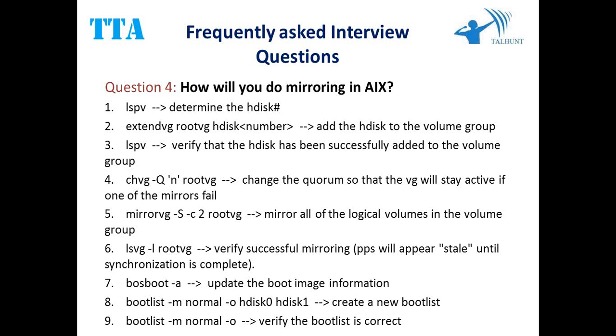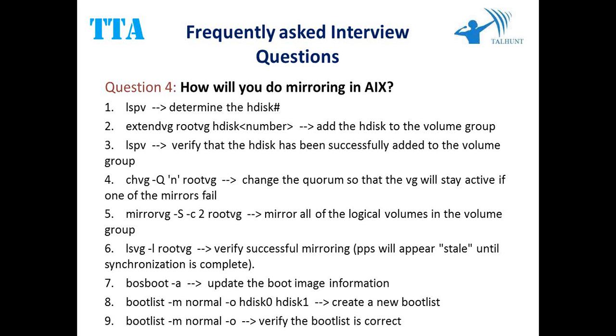Point number 4 is very important, and most people skip this: setting the quorum. You need to change the quorum. Quorum is like a person who looks at whether the minimum number of disks are alive. If you have only 2 disks and one fails, then 50% of the quorum is gone and your machine will not boot up. So it's better to change the quorum so that even if the mirror fails, the system stays live. chvg is to change the volume group characteristics, and -Q is for quorum.